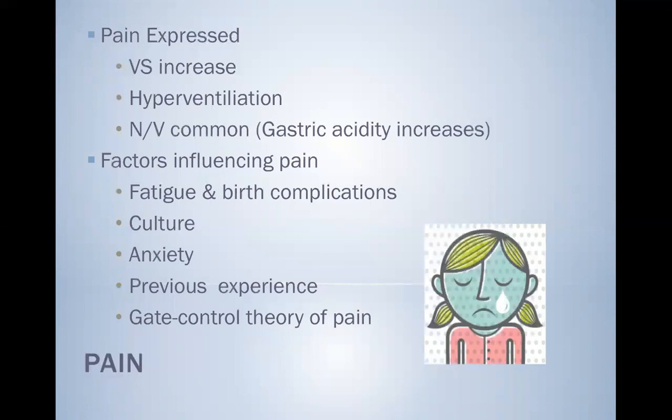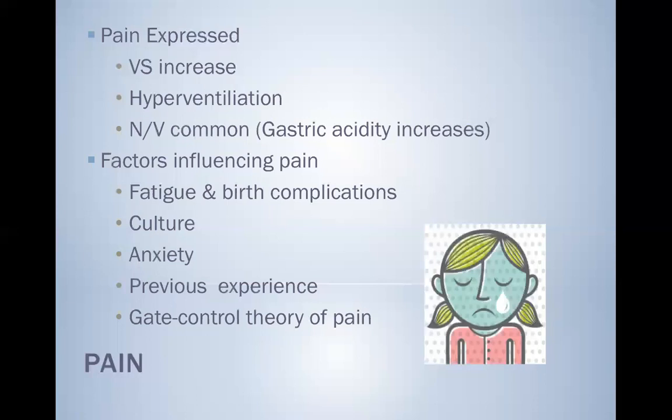So we see an increase in vital signs. We see the hyperventilation, which we talked about earlier. Nausea and vomiting is very common when pain response is that gastric acidity increases. So when that happens, you get nauseous and some vomiting.